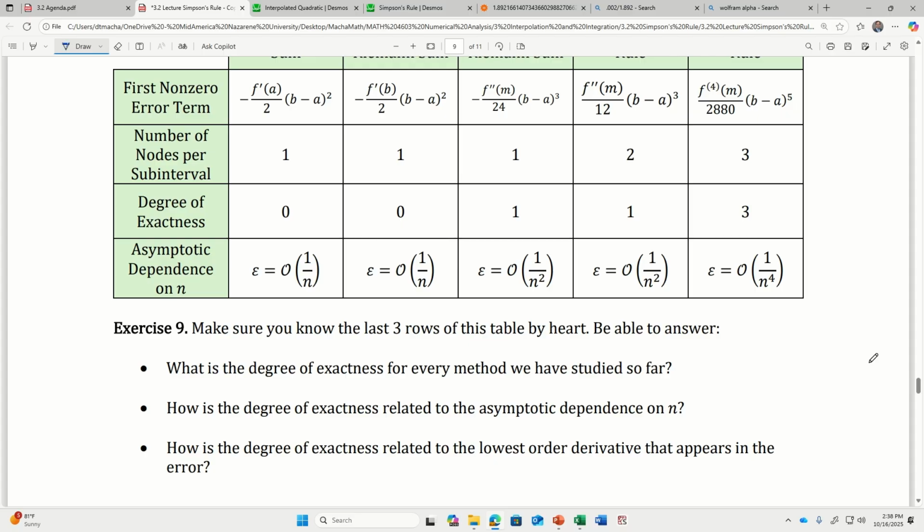How is the degree of exactness related to the asymptotic dependence on n? Whenever I ask that question, what I mean is the absolute error is asymptotically proportional to what function of n when I use the composite rule. And you'll notice that when the degree of exactness is 0, it's 1 over n. When the degree of exactness is 1, it's 1 over n squared. When the degree of exactness is 3, it's 1 over n to the 4th. That's what I mean by that second bullet point.